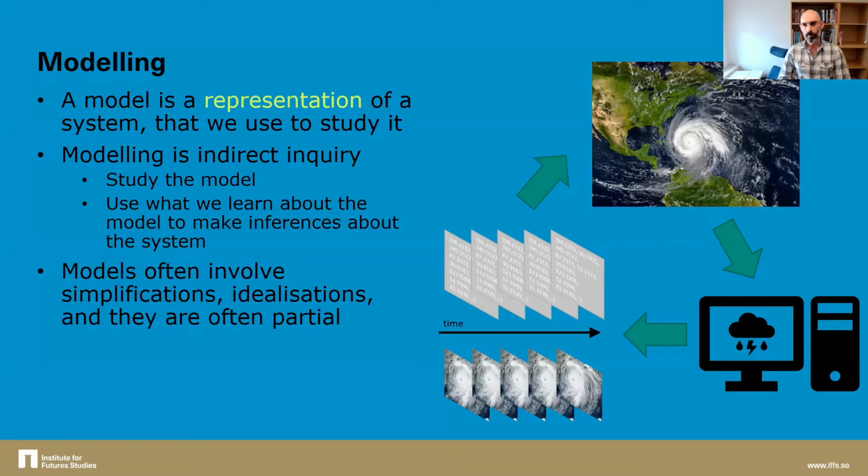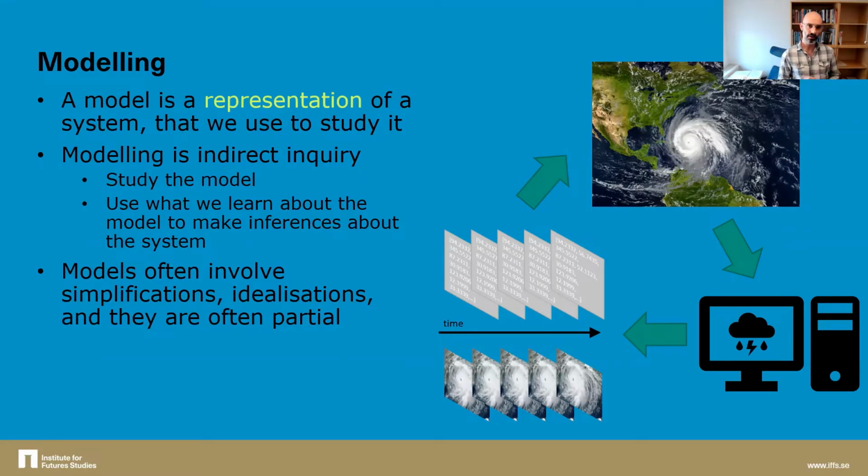So what is a model? In a very abstract sense, a model is a representation of a system that we use to study that system. So modeling is a kind of indirect form of inquiry. What you do is you construct a representation of the system. So there's the climate, it's a feature of this planet that we live on. It's a kind of abstract statistical feature, but nevertheless, it's a feature of a concrete physical system. Instead, we construct a model that in some way represents this climate, and then we can manipulate and intervene on the model. And by studying the model, we hope to make inferences about the target system, the real world.